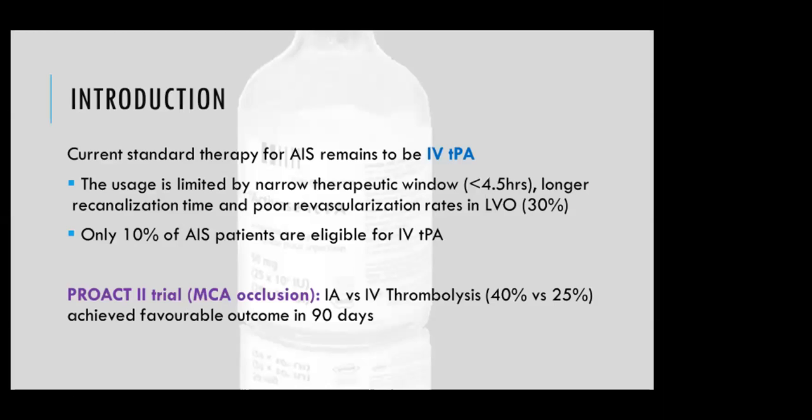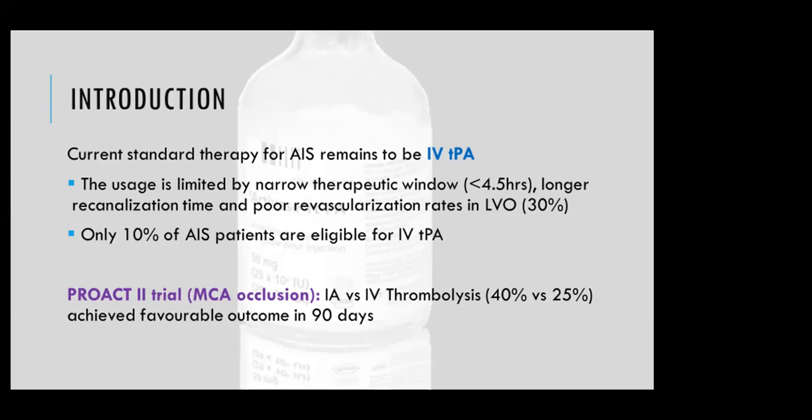So the current standard of therapy of acute ischemic stroke still remains IVT, which is IV thrombolysis. And the usage is actually very much limited with a narrow therapeutic window of less than 4.5 hours. It has a longer recanalization time and very poor revascularization rates in large vessel occlusion, about 30% only. And sadly, only 10% of acute ischemic stroke patients are eligible for IV thrombolysis.